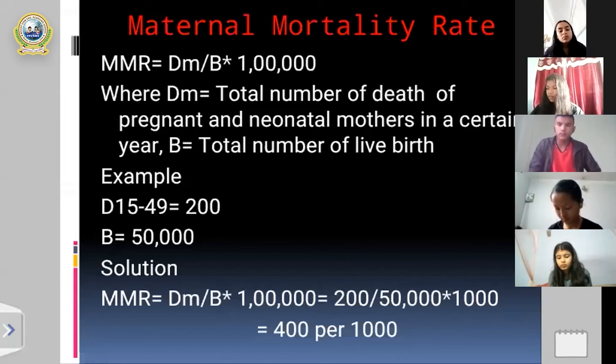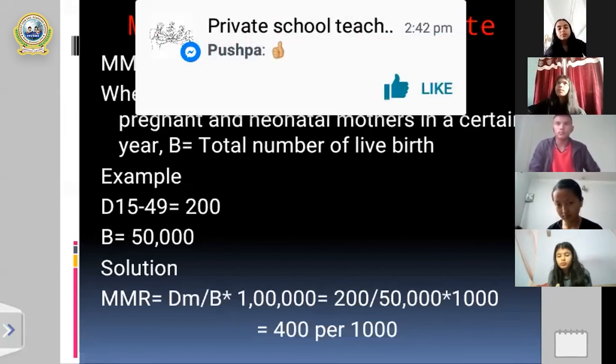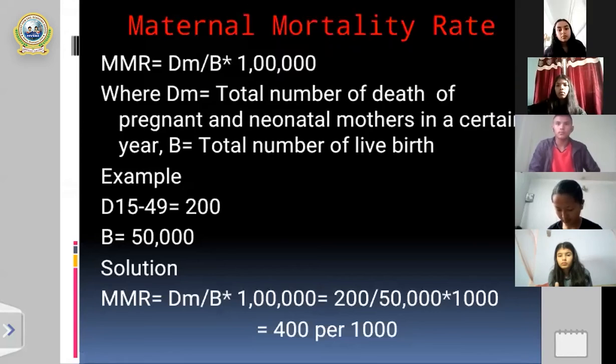Suppose in a certain hospital or in a certain area, the total deaths of mothers under the age of 15 to 49, D 15 to 49, equal 200. Suppose in the year 2000, and in the same year the total births were 50,000. Now calculate MMR.